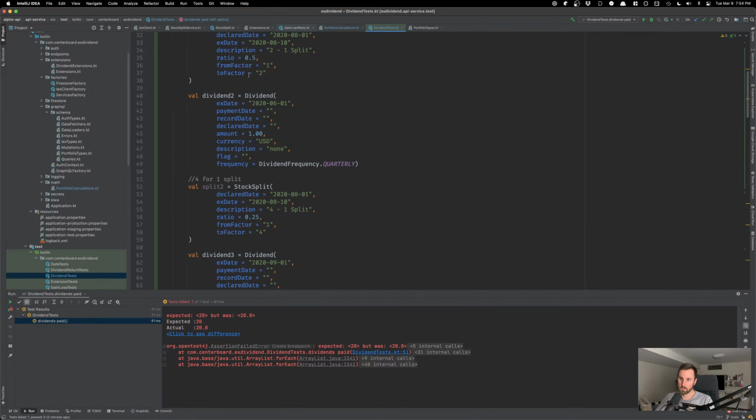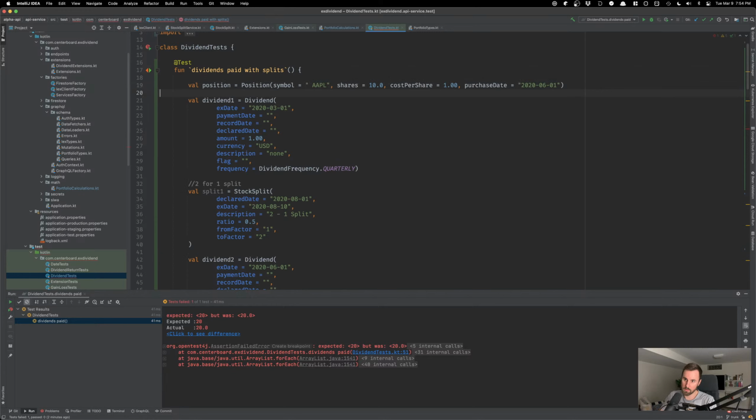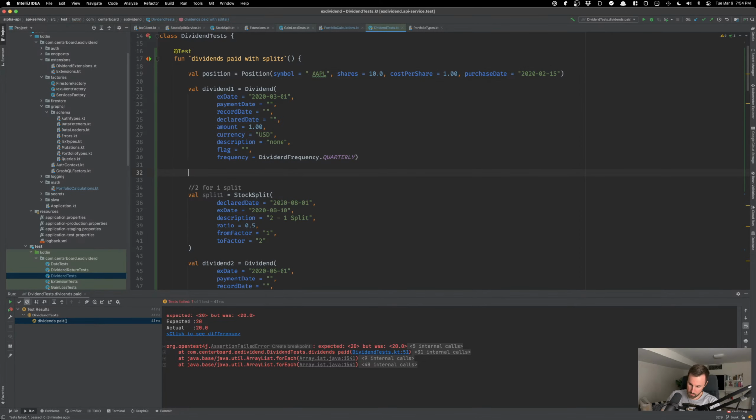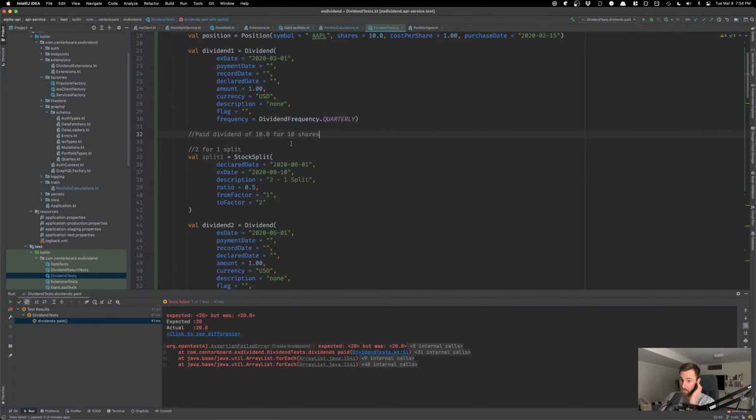Let's move this up here and try to map this out in the comments, what's happening, right? So if we purchase this on this date, or let's say just on a date before it, we'll get paid this dividend, right? So we're going to be paid a dividend of $10, right? For 10 shares. Then the stock's going to go on a 2-for-1 split.